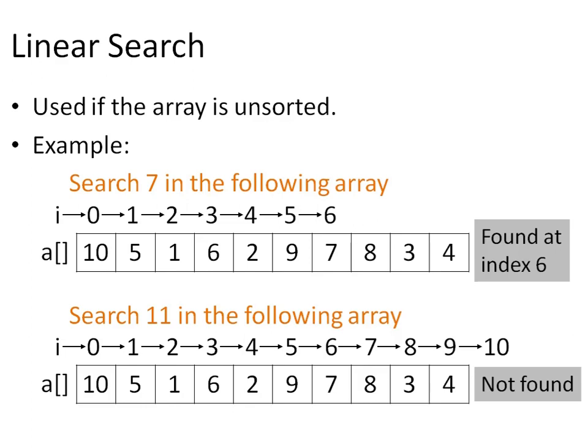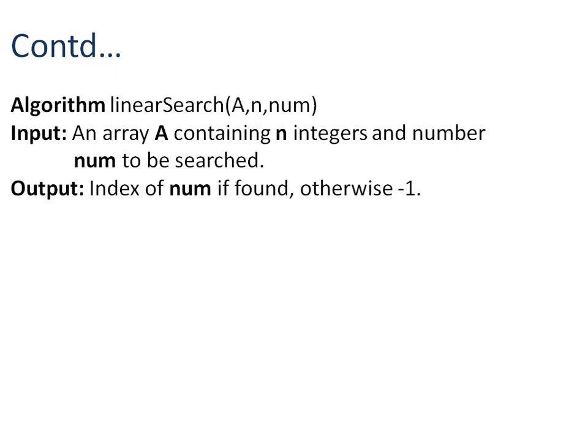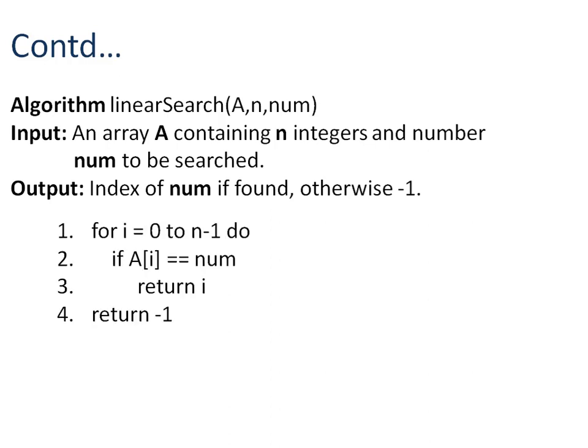Now, let's try to implement a linear search via an algorithm linear search, which is accepting an array A, its size as a variable n, and the element to be searched in the variable num. In case of a successful search, the corresponding index is returned, otherwise the algorithm will return -1. The code is implementing the same logic which we have just discussed. We have to iterate over all the available indices from 0 to n-1.